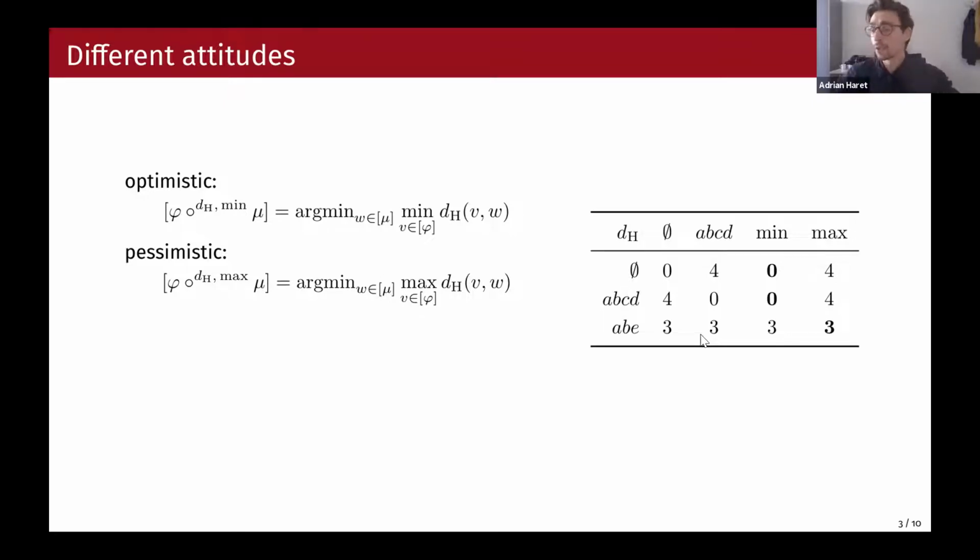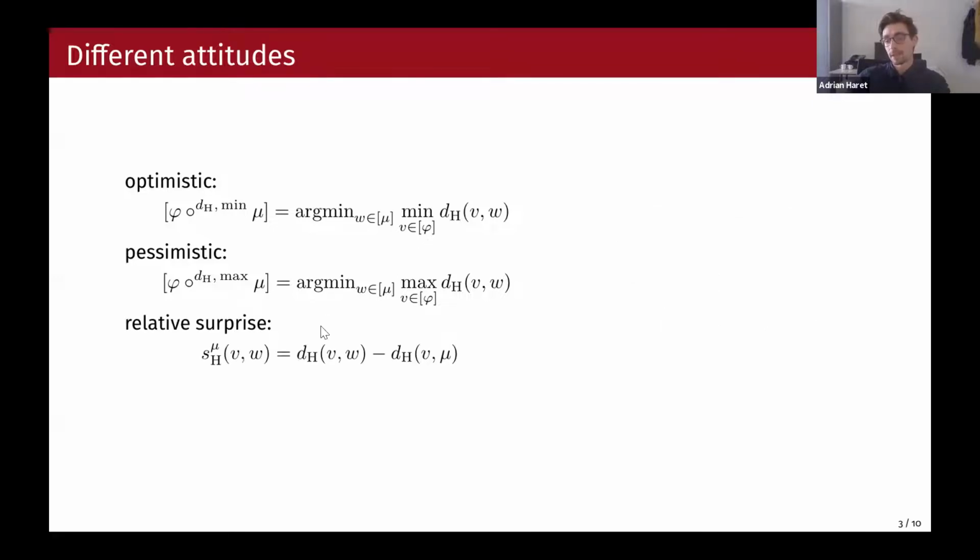And again, this is similar to what you do in decision theory, right? Where, for instance, sometimes you choose the outcomes that give you the best utility in the best case, or that give you the best utility in the worst case possible. So this is an operator that was introduced in a previous paper.